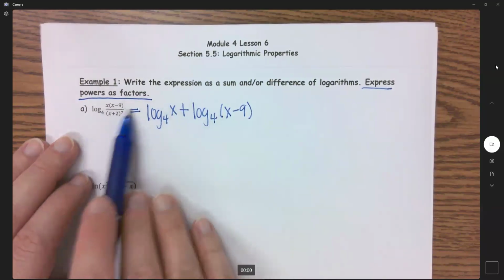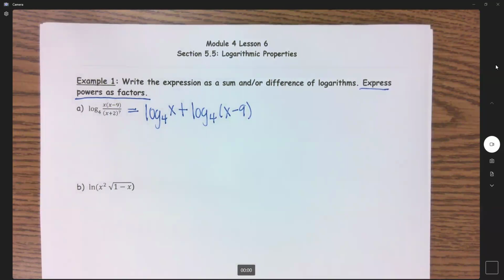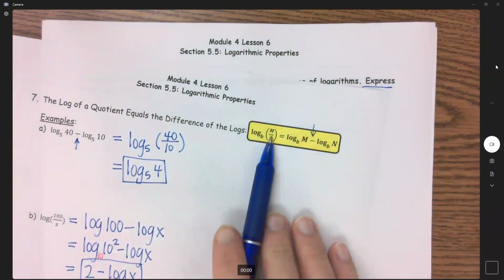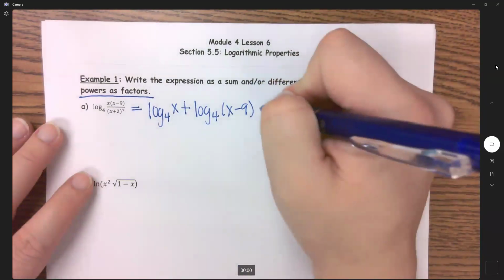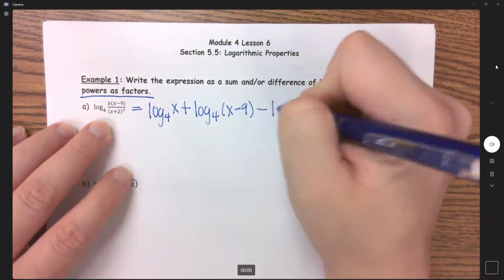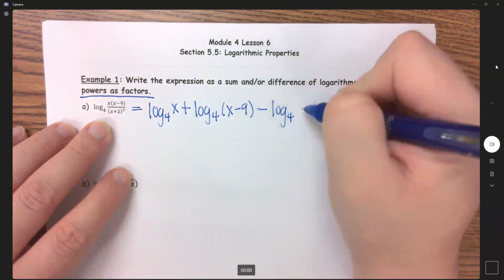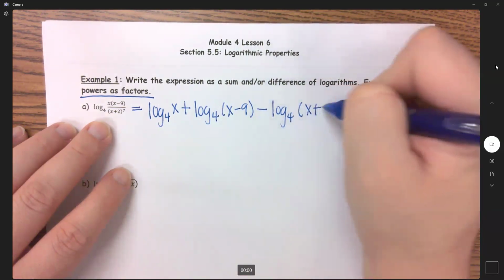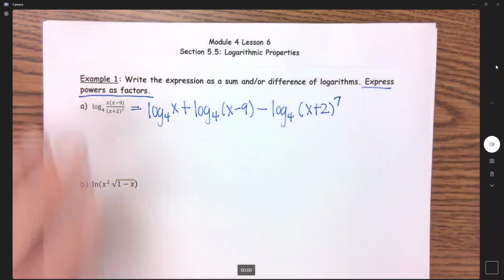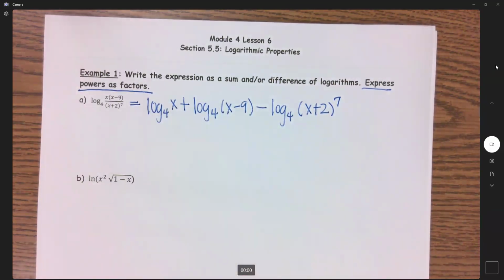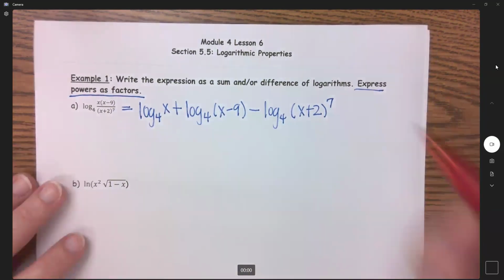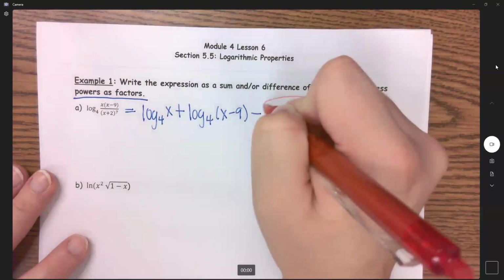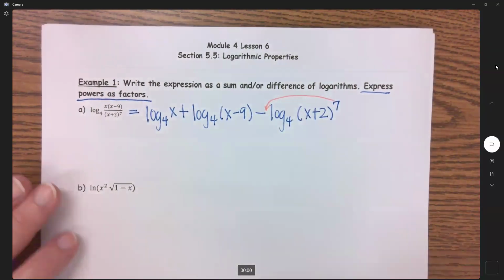And then all of that is being divided. And division, we can expand that out with a subtraction. So now minus log base 4 of x plus 2 to the 7th power. Now, we are almost done, except the instructions say to express powers as factors. Here's a power right here. If I want to express that as a factor, that needs to come to the front.